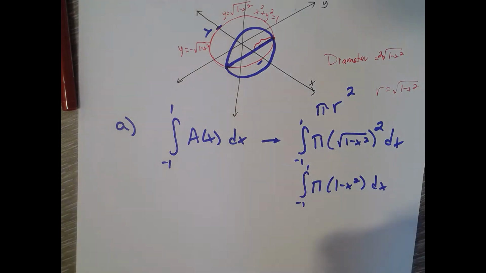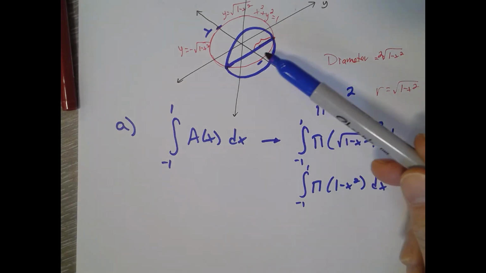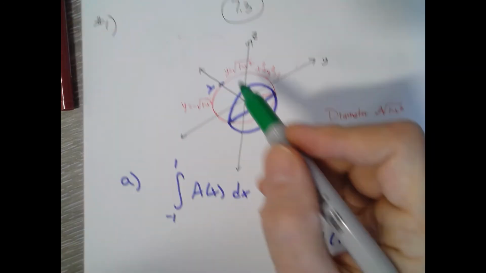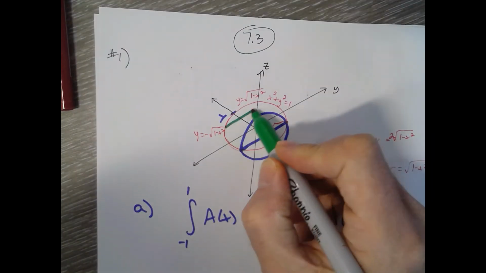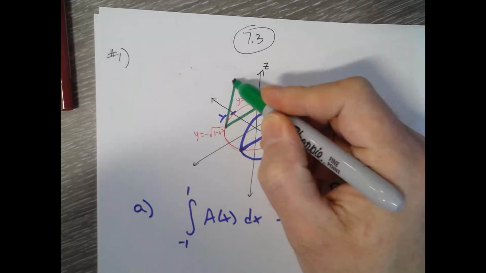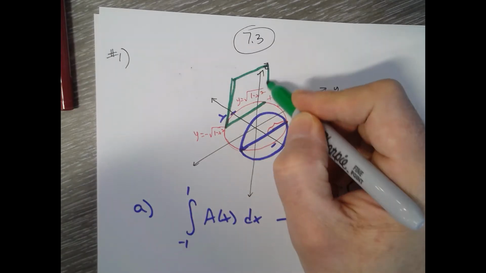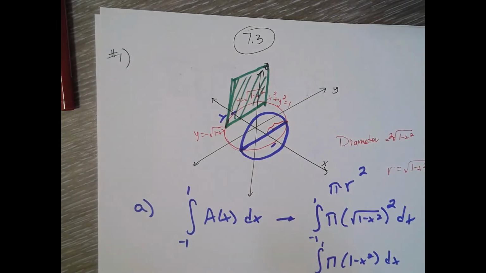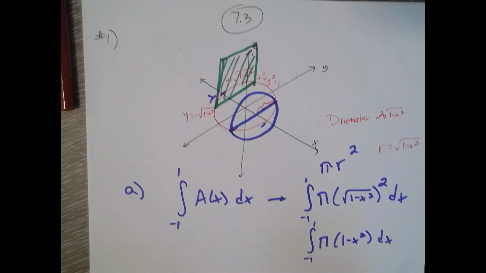Okay, so there's the integral set up for part A, finding the volume if the cross sections are circles with diameter in the xy plane. B says the cross sections are squares with bases in the xy plane. Alright, so we have squares now, whose bases are in the xy plane. So there's a base. Here would be my square right here. So we're just going to add up all of those cross sections.